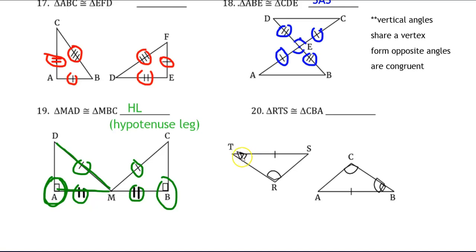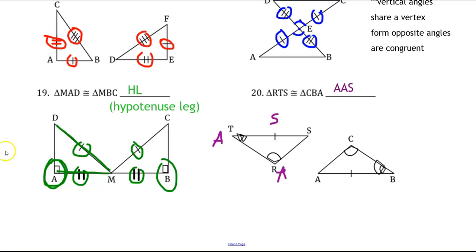Last but not least, we have RTS and CBA. You can see that this is supposed to be 2 arcs here, and this is supposed to be 1 arc here. Same thing here, 1 arc here and 2 arcs here. And you also know that we have AB and ST that are congruent to each other. So how are we going to prove this? Well, we have this pair of angles and this pair of angles and a side that is not included, a side that's not between them. So instead of saying SAA, we have a special method for this. This one is called AAS.